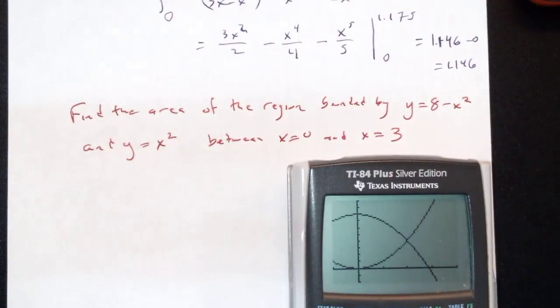There's my picture, right? Where do they cross? Oh, crap. It says explicitly in the problem, I want to go from x equals 0 to x equals 3. But they cross at 2. I got to split this into 2 pieces. Because which one's on top changes on the left side of 2 versus the right side of 2.